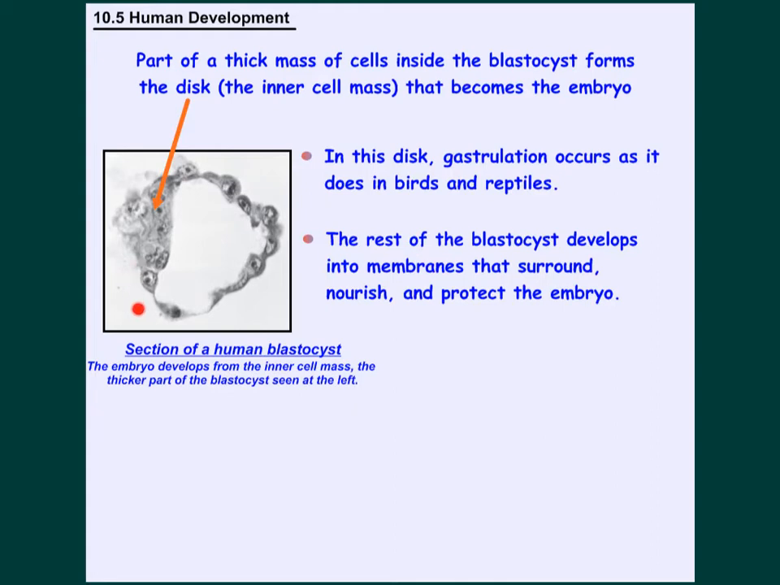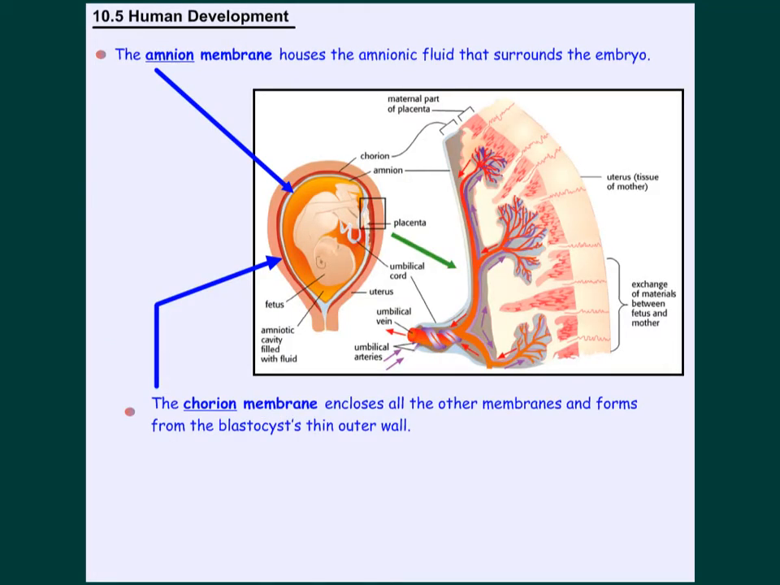So if you look here, if you look at my cursor, this whole area right here would be considered the rest of the blastocyst that is going to create a membrane to surround, nourish, and protect the embryo. So let's discuss a little bit more on that membrane.